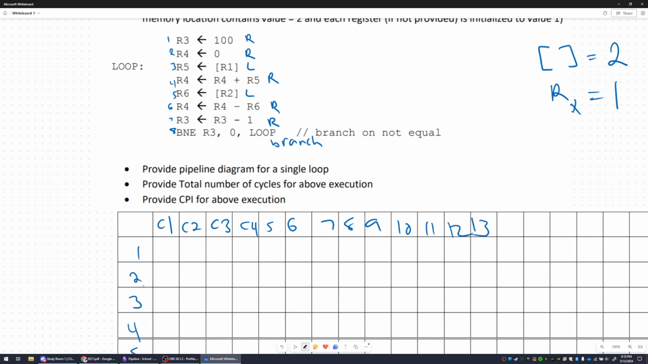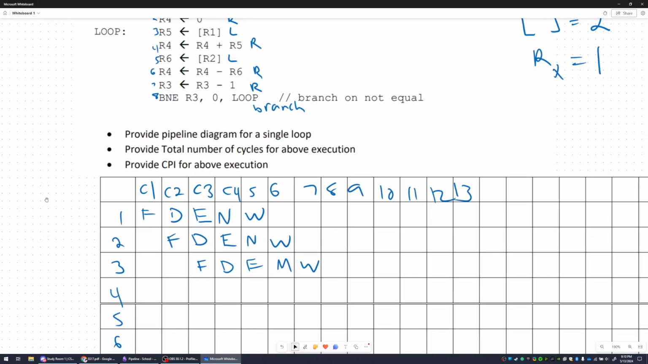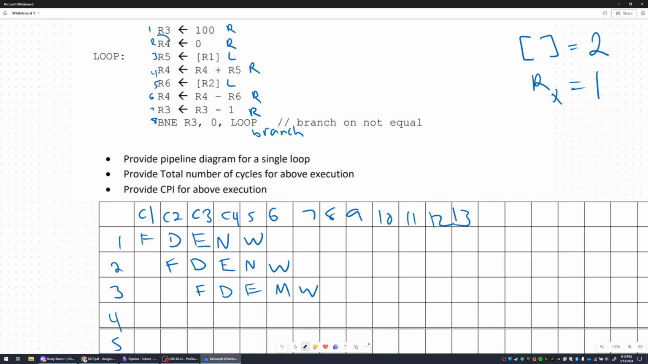Okay, so first line, fetch, decode, exec, no op, write back. Same thing here. Fetch, decode, exec, no op, write back. Line 3, no problem there. No data dependency. Fetch, decode, exec, mem, write back. Line 4, yes, there's a data dependency. Line 4 has dependency on 2 and 3. So one over here and then another over here.